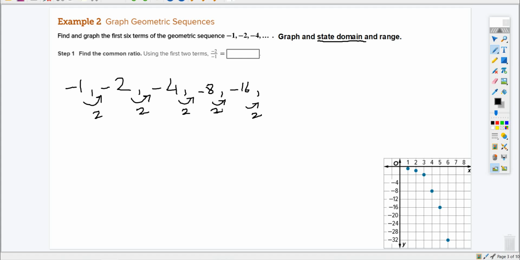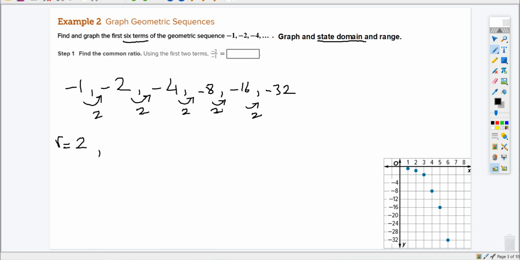So it says 6 terms here. So we have 1, 2, 3, 4, 5, and 6. When you multiply -16 by 2, that's a -32. So we got all those numbers. So basically, we have those 2's right here. We call them R. R means the common ratio. Each time, the number you multiply the previous number by is called the common ratio. So we can find it like that.